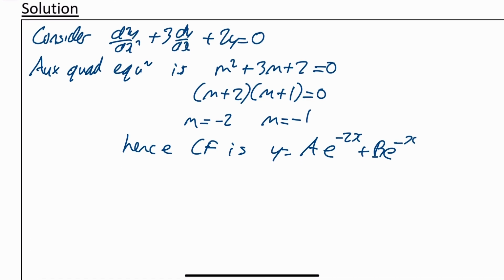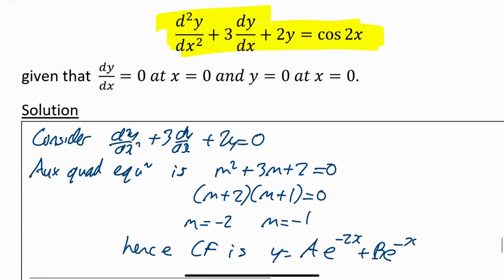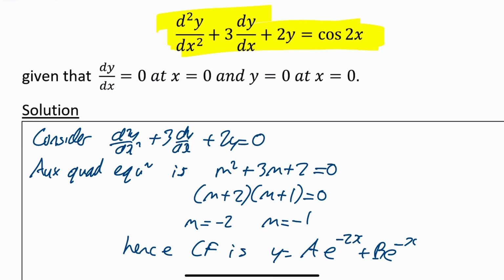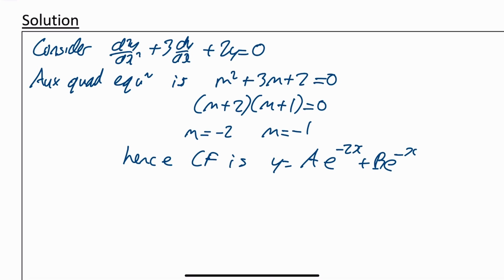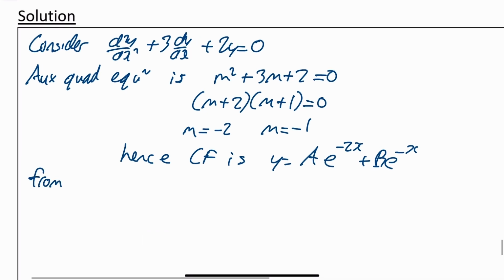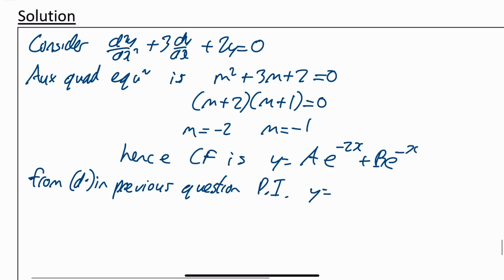Now, very importantly, folks, we've done the bulk of the work. Remember, we solved that thing in yellow earlier on. We found in the previous example, part D, the PI of that thing. So from D in the previous question, the PI was y is equal to minus 1 over 20 cos of 2x, and I think it was 3 over 20 sine of 2x. Let me just check that, as you've seen me making too many mistakes already. Yes, and that is it.